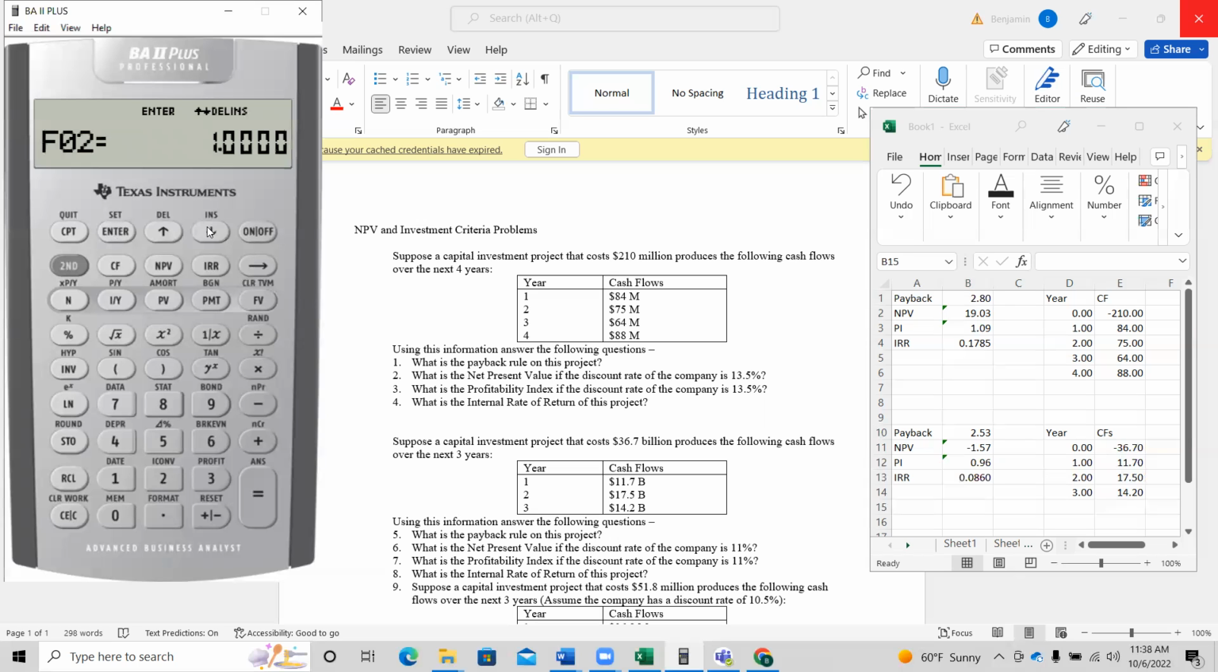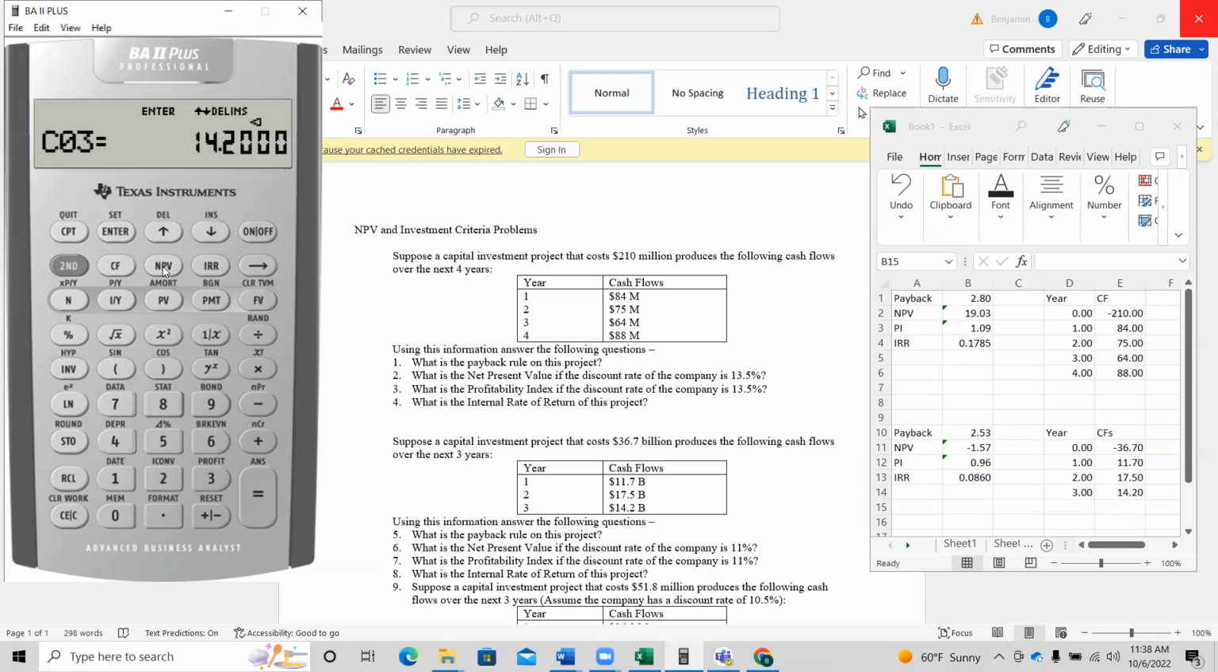Enter. The frequency of the second year's cash flow is 1. The cash flow in year 3 is 14.2. Scroll down to make sure that the frequency in year 3 is 1. I'm going to go back through my cash flow worksheet and make sure they look the same. Negative 36.7, 11.7, 17.5, and 14.2.